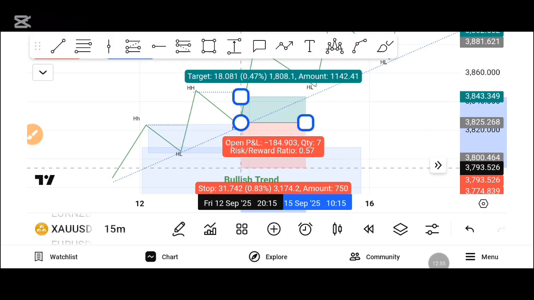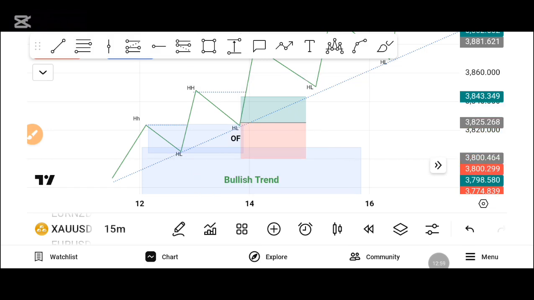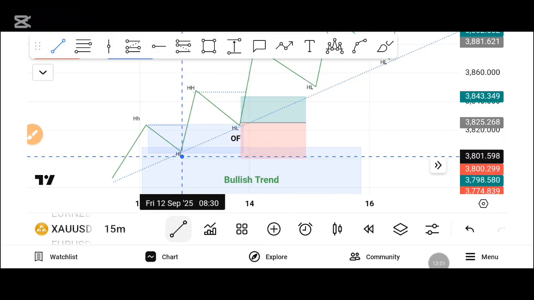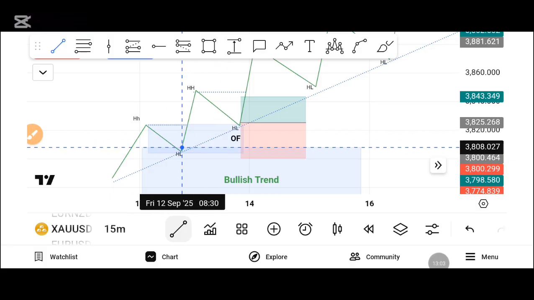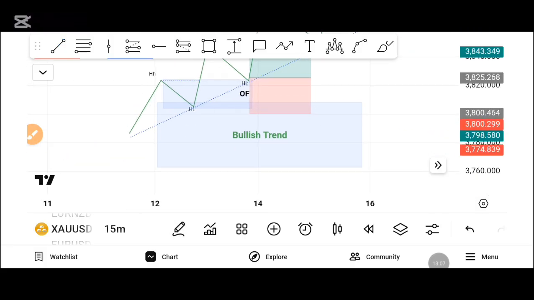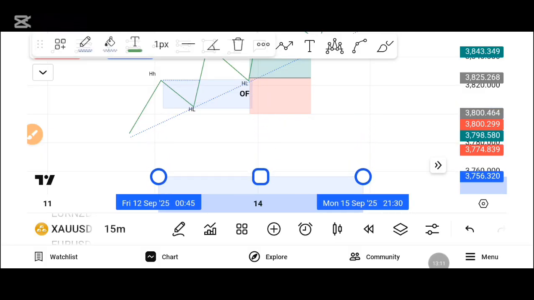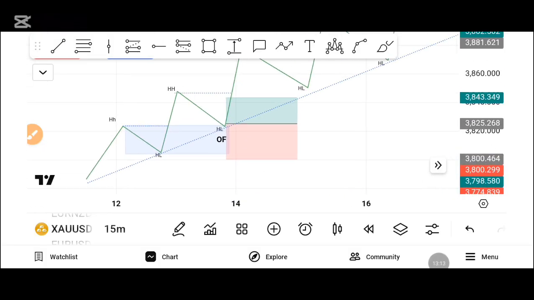Place your SL a little below this low here. Alright, this lower low here. Place your SL a little bit below this lower low. Let me remove this guy here so that you can see clearly. Okay, so this is it.